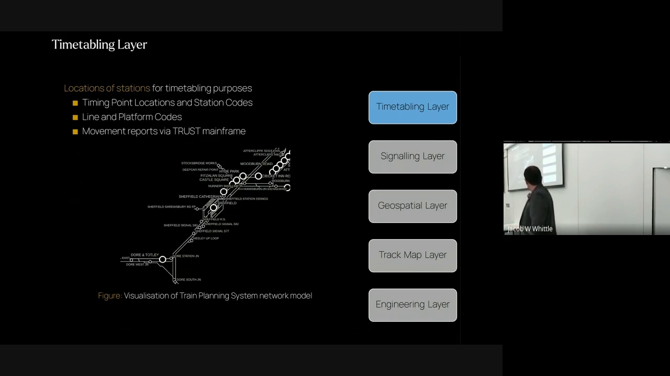And here you can see a visualization of the train planning system network model, which is a schematic network model linking together the locations, individual tracks and line codes. And we receive reports of trains moving in this layer via the TRUST mainframe, which is a very old system and is limited in that it can only report to the nearest minute.